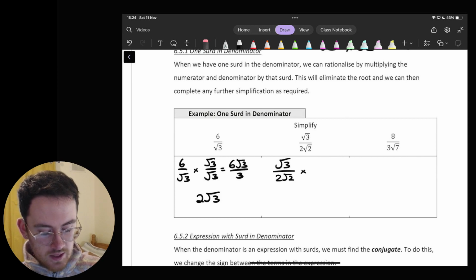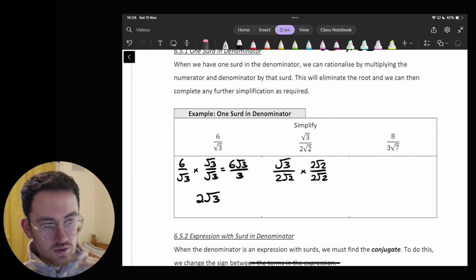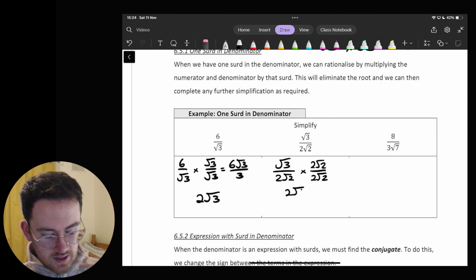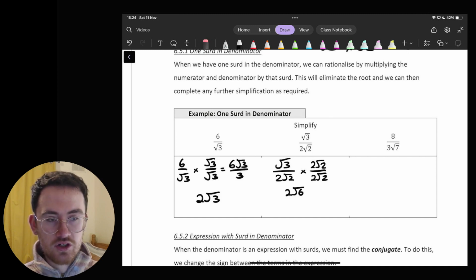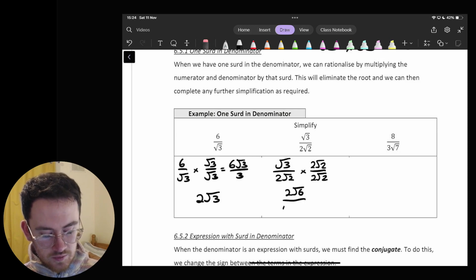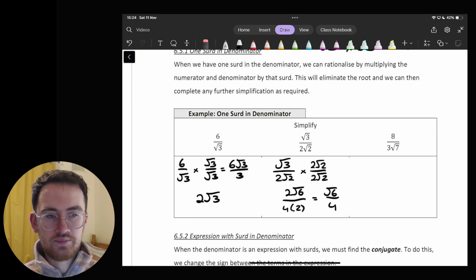So I'm going to multiply by the 2 root 2 that I have on the bottom. So that's going to give me 2 root 6. So multiplying the root 3 by the root 2 gives me root 6. And on the bottom, 4 by 2. And that's going to give me root 6 over 4 overall. Okay, root 6 over 4.